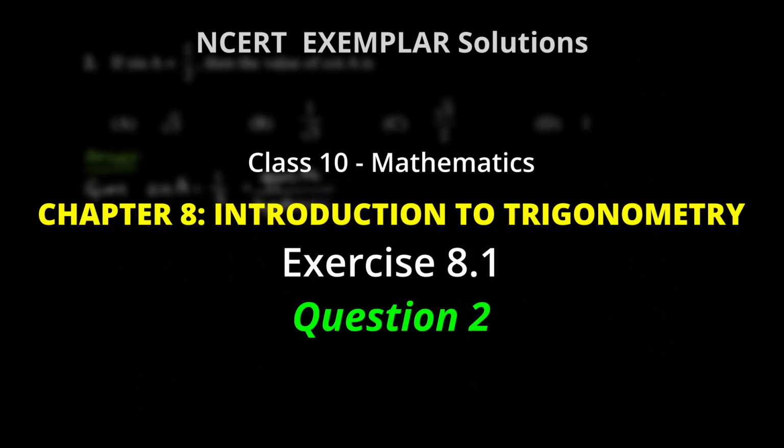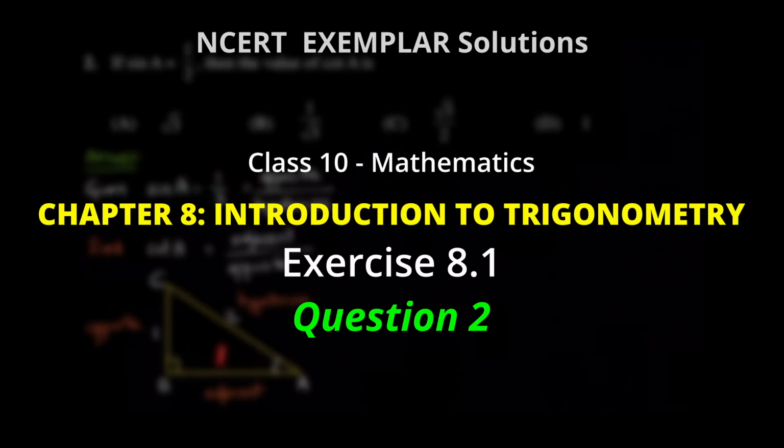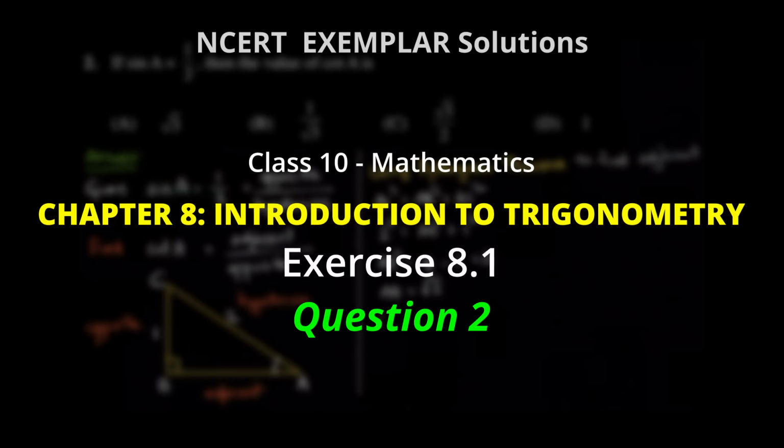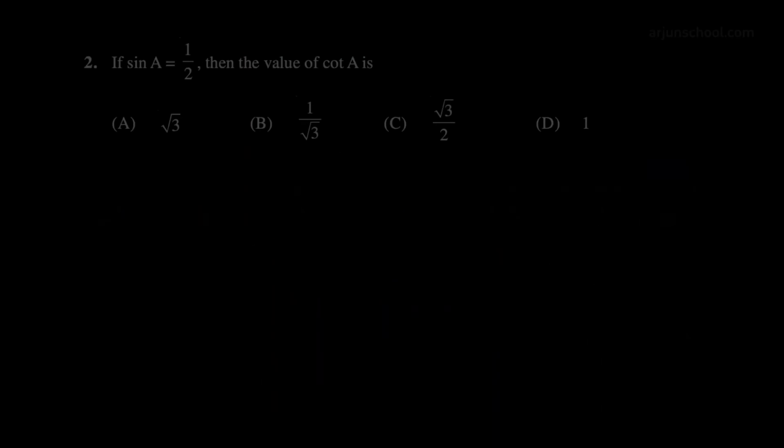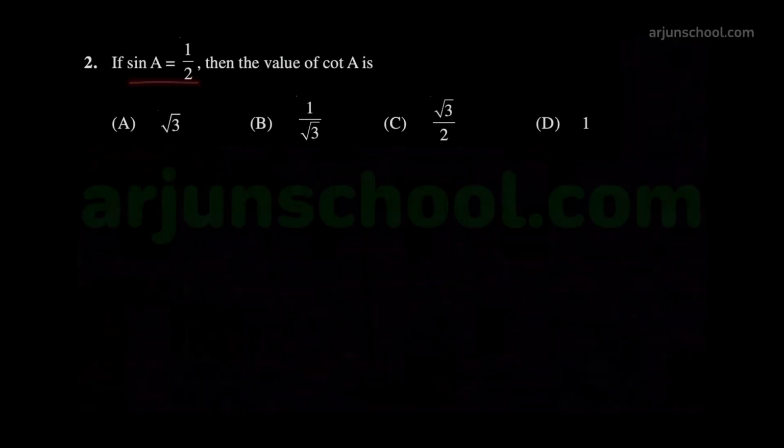NCERT Exemplar Solutions, Class 10, Maths, Chapter 8, Exercise 8.1, Multiple Choice Question 2. If sin A is equal to 1 by 2, then the value of cot A is option A, root 3, option B, 1 by root 3, option C, root 3 by 2, and option D, 1. Now let us find the answer.